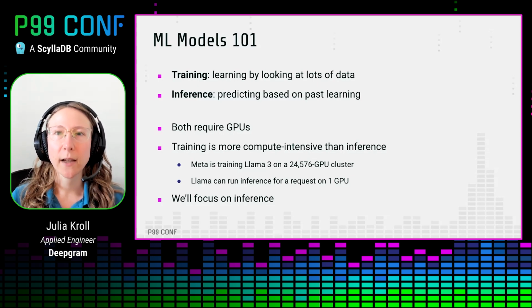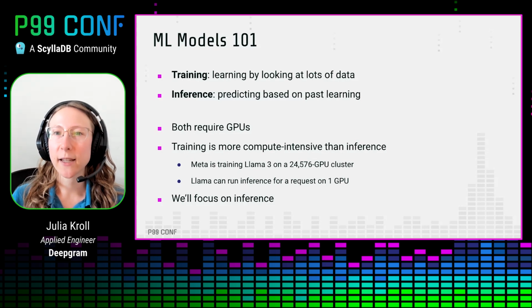Now, both of these tasks require GPUs, but training is significantly more compute intensive than inference is. And I looked up some statistics to illustrate the discrepancy here, and I found an interesting one from Meta, where they're training the Llama 3 LLM on a GPU cluster of over 24,000 GPUs. And this will take still weeks to run.